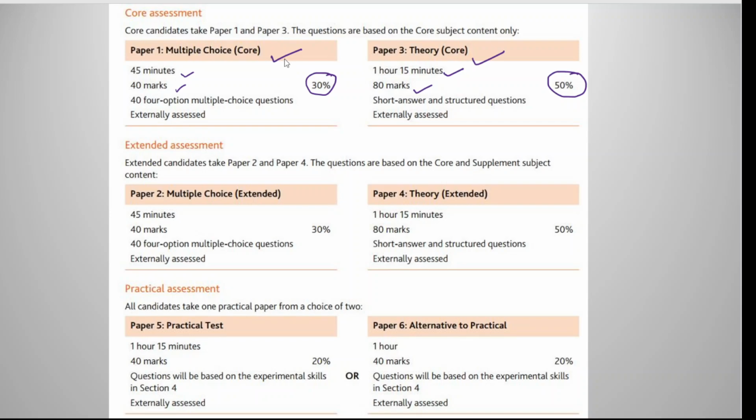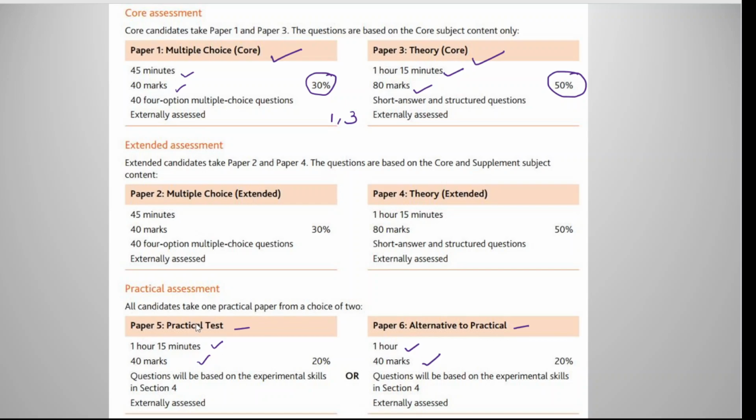Then what is the third paper? You have got paper 1, you have got paper 3. Now what is the third paper? As I said, you have to appear for 3 papers. The third paper is you can go either for practical test or alternative to practical. Now what is the difference between the two? So practical test is, again, 40 marks, both are 40 marks. The time in practical test is 15 minutes more as compared to alternative to practical.